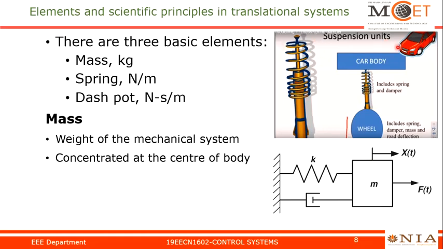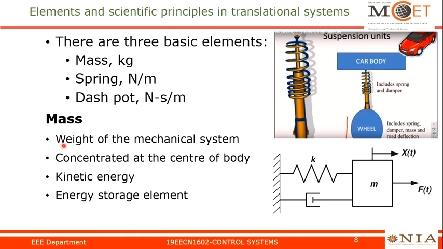So here in this picture, you can see the mass of the vehicle, the car body, and it is concentrated at the center of the body, and this is its representation, and it has kinetic energy. It is an energy storage element. See that this K is a spring. This is actually the dashpot part. This one is the mass.